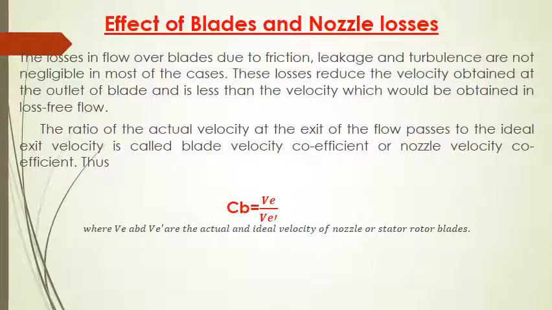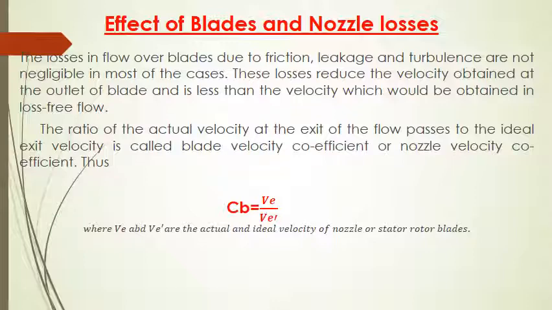Now we will discuss the effect of blade and nozzle losses. The losses in flow over blades due to friction, leakage and turbulence are not negligible in most cases. These losses reduce the velocity obtained at the outlet of the blade, which is less than the velocity that would be obtained in loss-free flow.